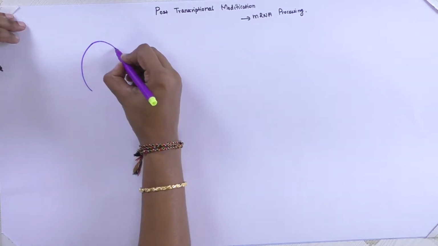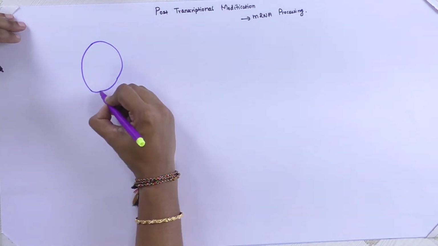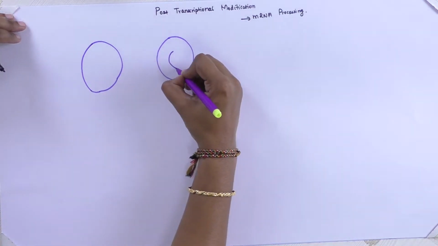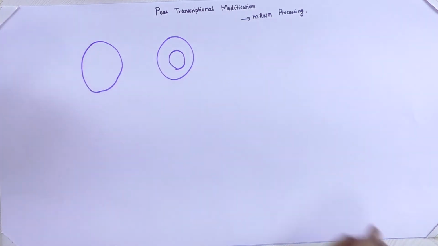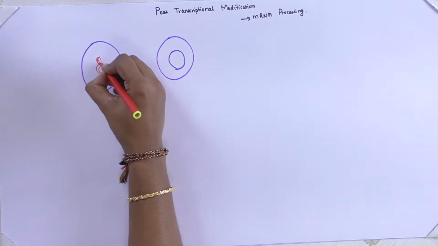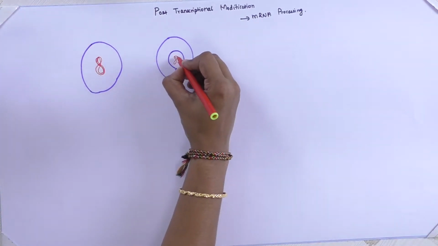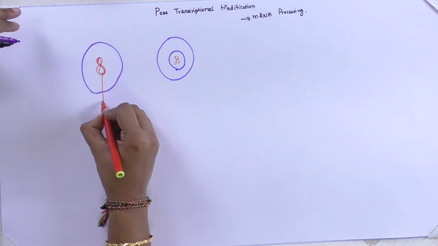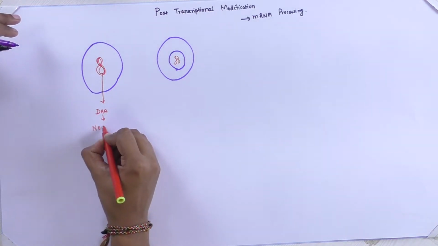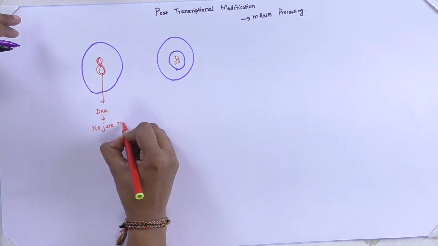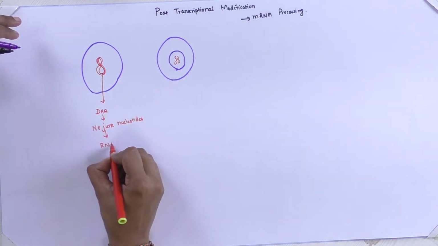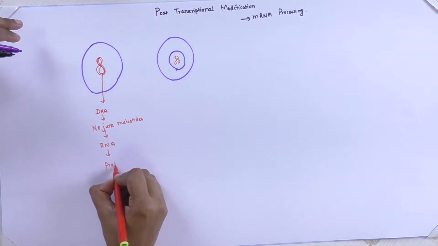So I'm drawing it. If you take, this is your DNA, no junk nucleotides, so it is gonna code for RNA, transcribe into RNA, and the RNA into a protein.